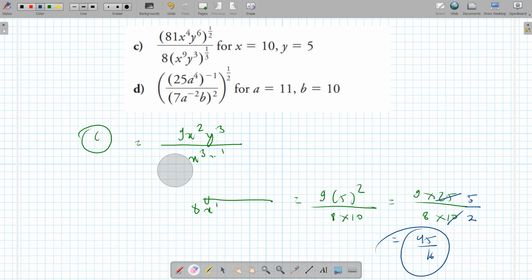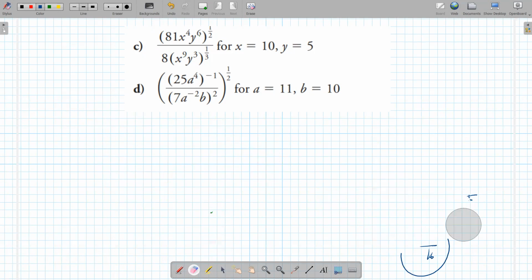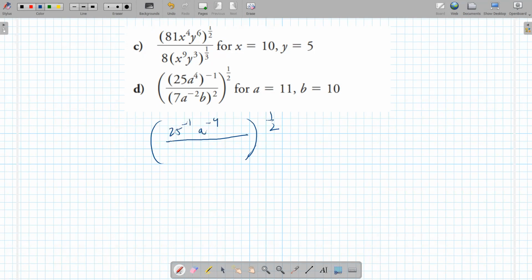Right, so same idea for D as well. So again, work your way from the inside to the outside. So the outside, the square root, 1/2, means the square is going to stay there for now. If you FOIL this, you get 25 to the -1, a to the -4. On the bottom, you get 7 squared, a^-4, b squared. All right, now what? Do the a^4s cancel out? They do. So this is gone, this is gone. 25 to the -1, what do we do with that?